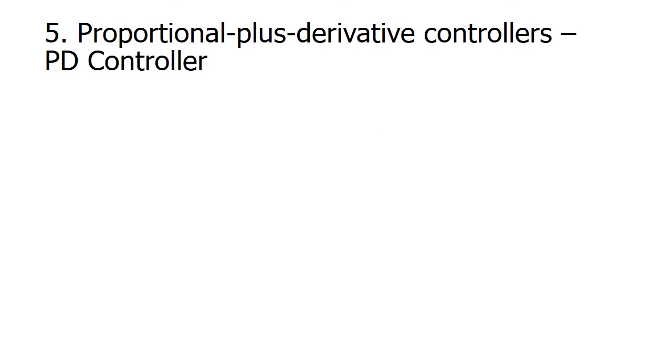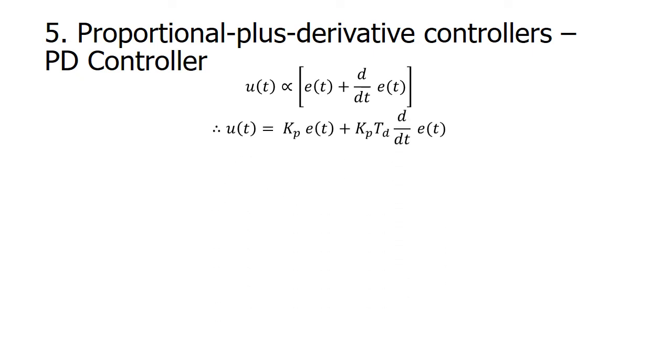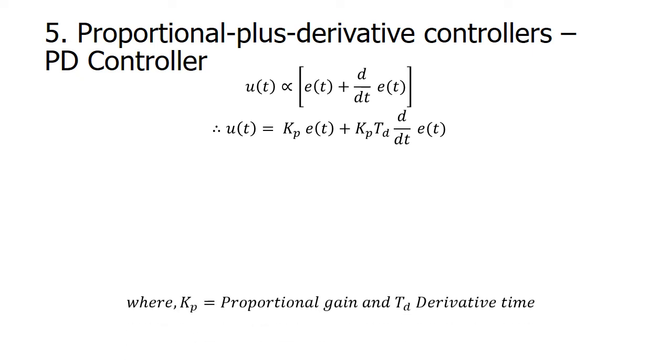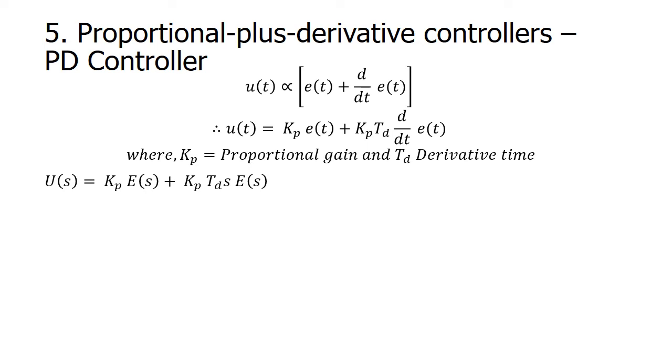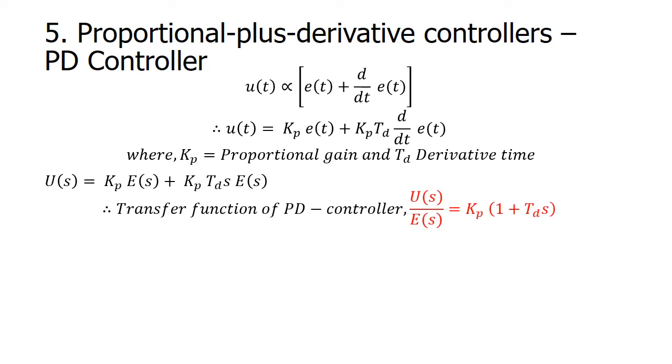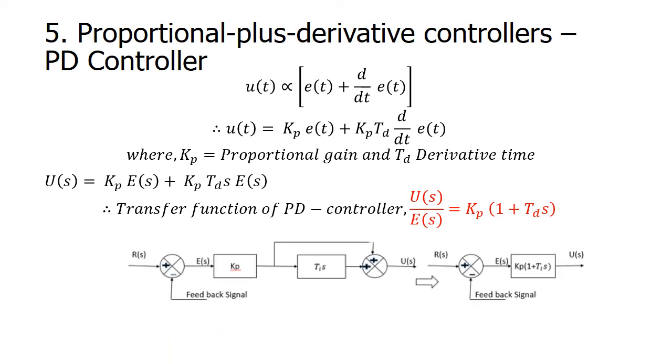Proportional plus derivative controller, in short the PD controller. Here u(t) is proportional to e(t) plus d by dt of e(t). So we have to make it equal by adding a term called proportionality constant Kp. When taking the Laplace transform, we get U(s) is equal to Kp into E(s) plus Kp into Td s into E(s). When we take the transfer function, we get U(s) by E(s) is equal to Kp into 1 plus Td s. So we have proportionality, we have derivative. In combination, we have Kp into 1 plus Td s.